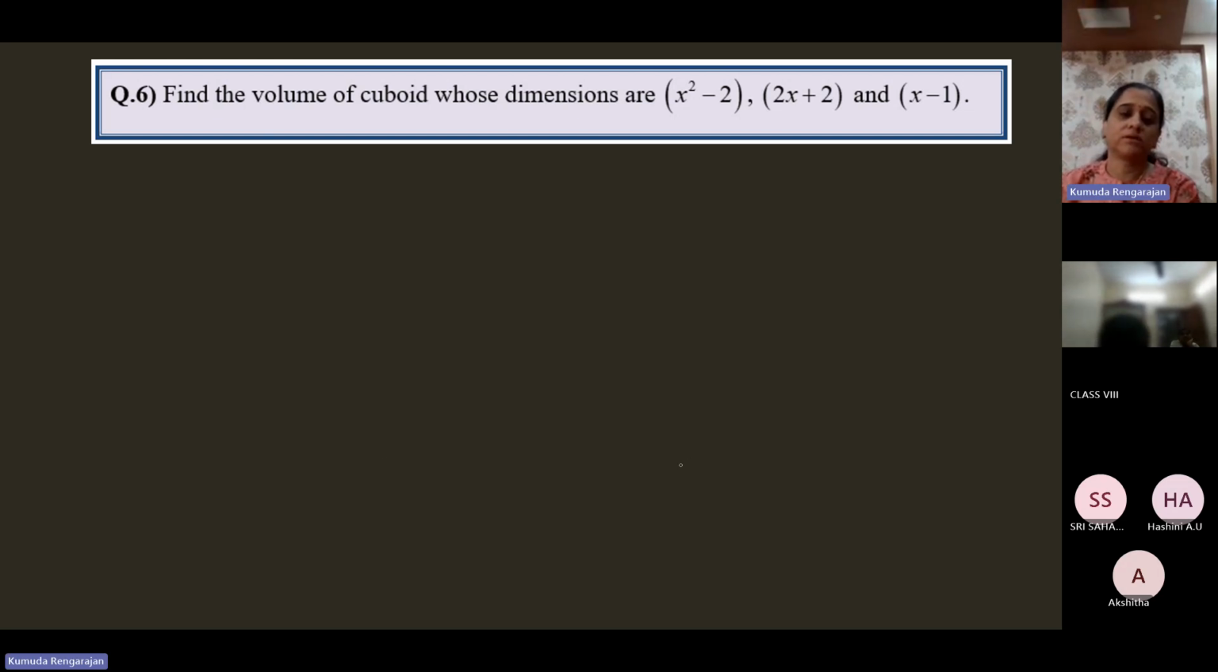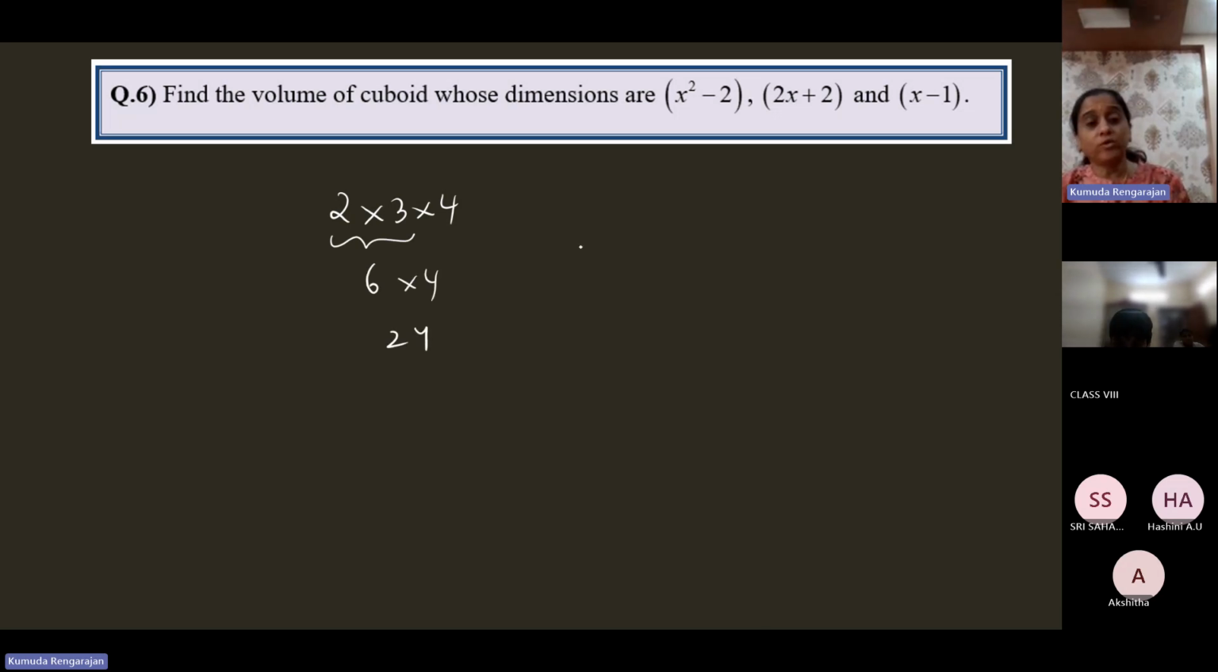Volume of a cuboid. The formula is L into B into H. So you remember this question, find the continued product. Okay, so you'll have to multiply the first two brackets. With that answer, you should multiply the third bracket. See, like how do you multiply 2 into 3 into 4? 2 into 3, 6. And then 6 into 4, 24. Or you can also do this. 2 into 3 into 4, also 24. Same thing you can do here.